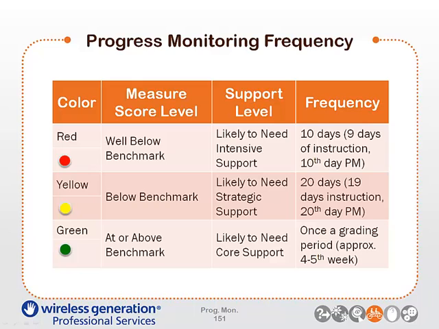Green students are at or above benchmark. They are likely to succeed with core support. These students are to be progress monitored once a grading period. That can be defined as approximately during the 4th or 5th week of the quarter.